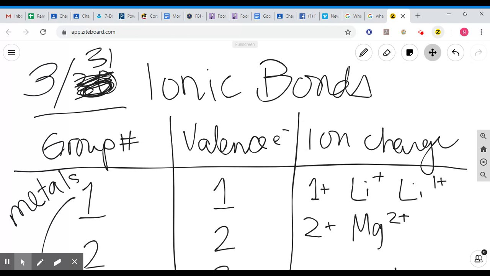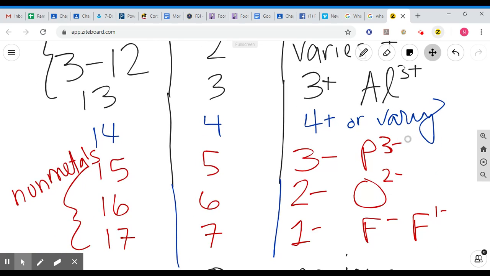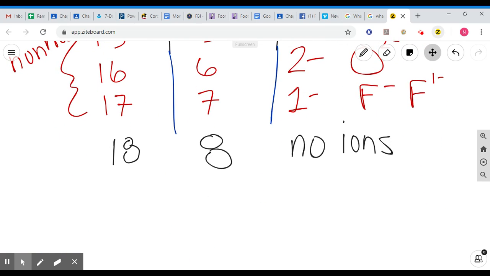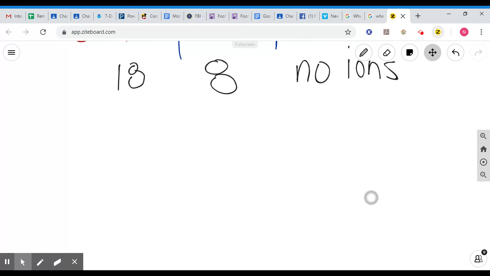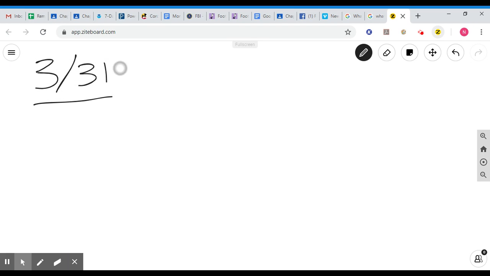Okay. In the previous video, you should have copied down this charge sheet, and you may have had this in your periodic trends packet. What you're going to need for today's lesson, obviously your notes, a periodic table, and I think that's it. All right, so if we're going to call this 331, we'll call this easy ionics.